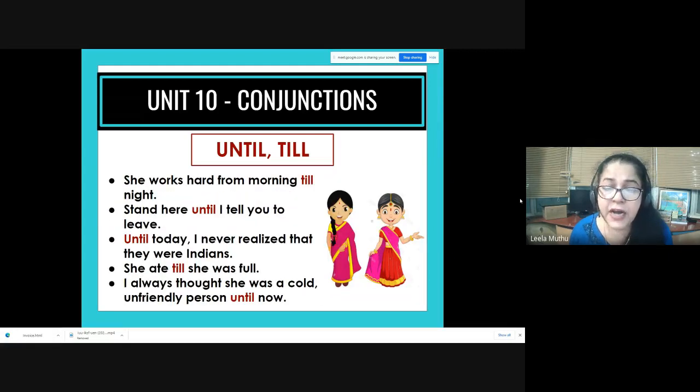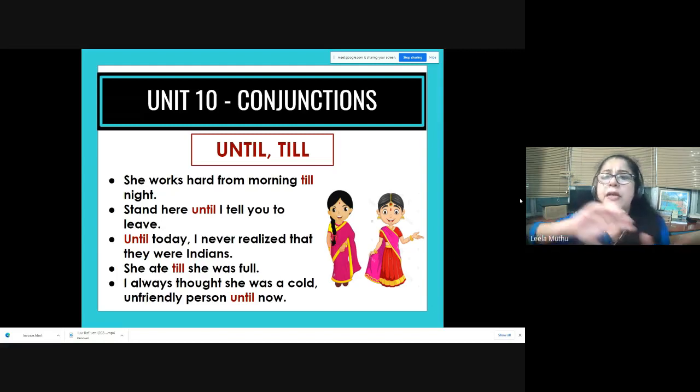She works hard from morning, all morning, and then till night. At night, she manages to sleep. The ongoing action till the event of night, where she can rest. Stand here until I tell you to leave. You're really mad at somebody, you shouted at them, and you said, you stand here. Continue standing here until I tell you to leave. Until today, I never realized that they were Indians.